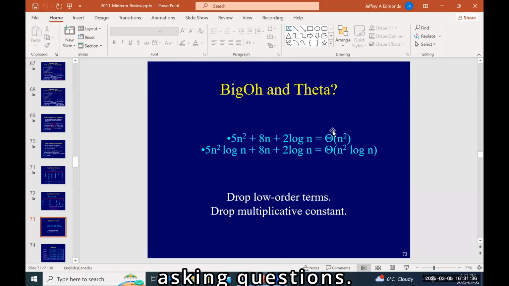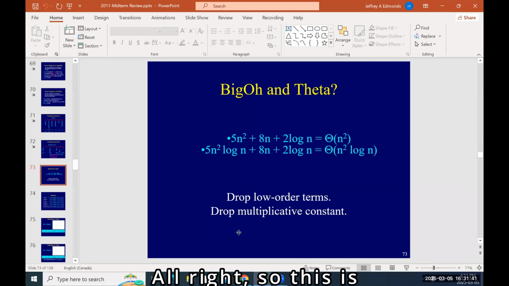You're not asking questions. Here's some examples. All right, so this is a little different. If I want to know what is the big O or the theta of this, well, I still have to put the log in, because the log can't get absorbed by this constant here. It can get absorbed by this constant that's on the top. Does that make sense? No? Maybe so.